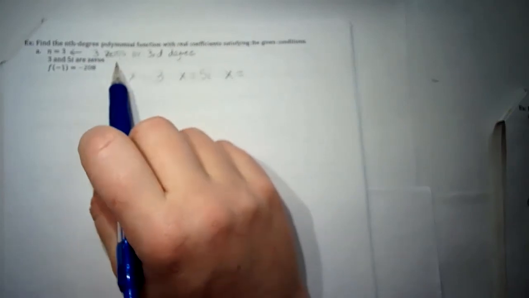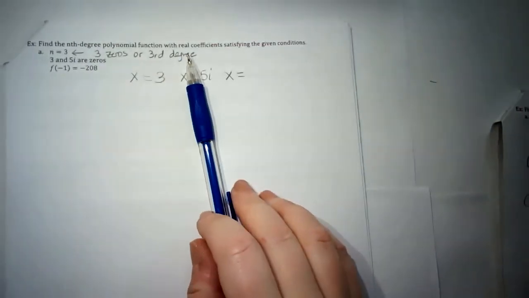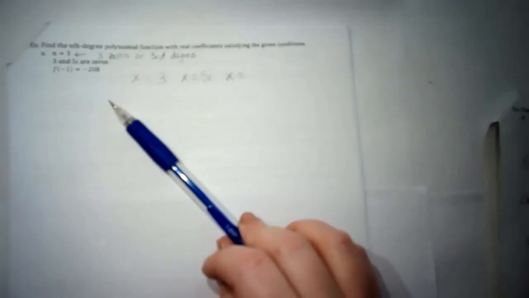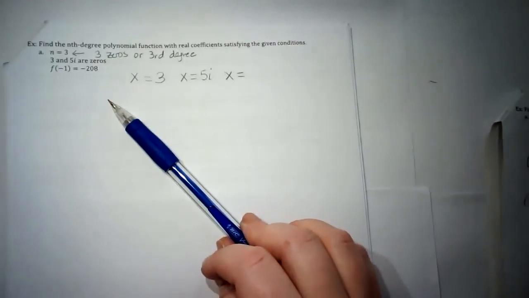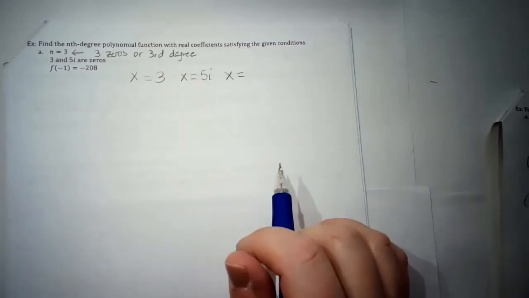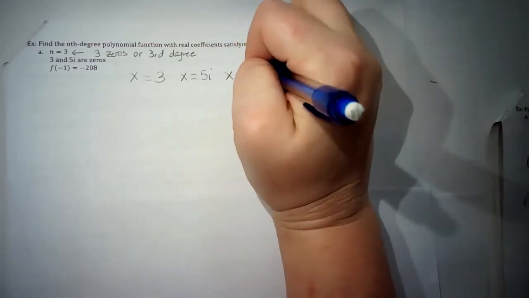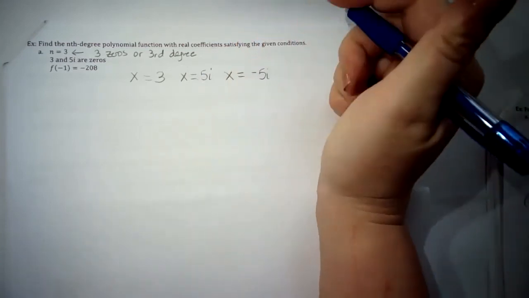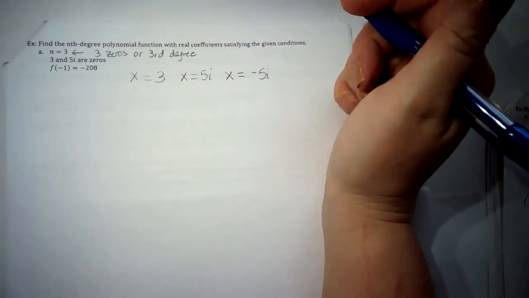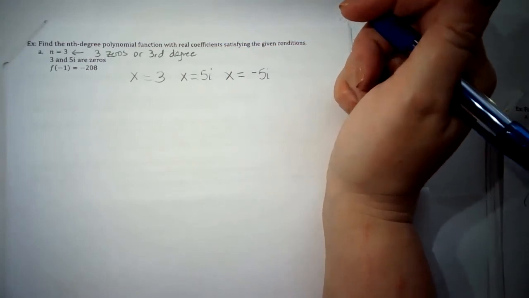Remember that little piece of information I threw in there at the very beginning when I said that imaginary numbers travel in pairs. They always travel with their conjugate. So if I have 5i as a 0, guess who my other 0 is? Negative 5i. They don't tell you that, but by giving you 5i, that's what that means.